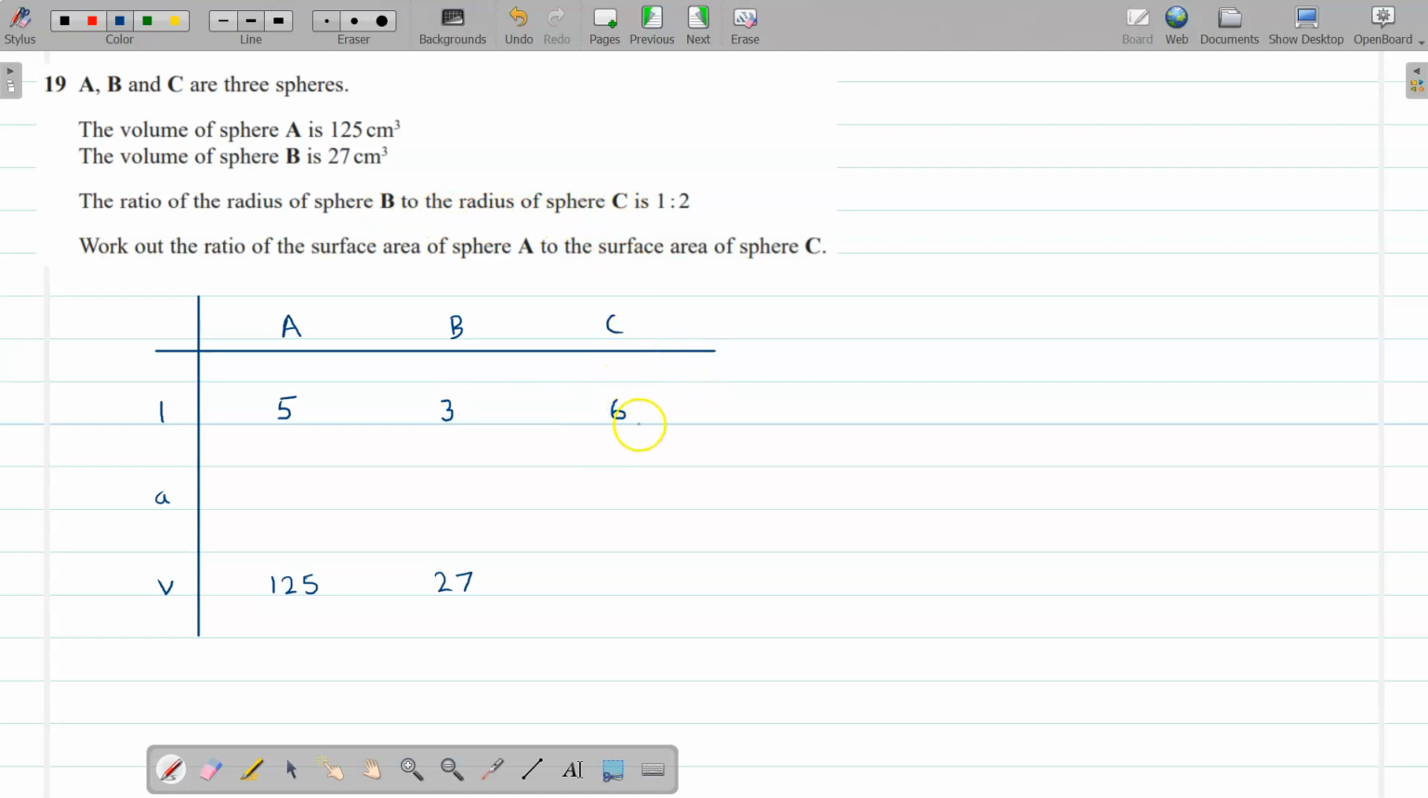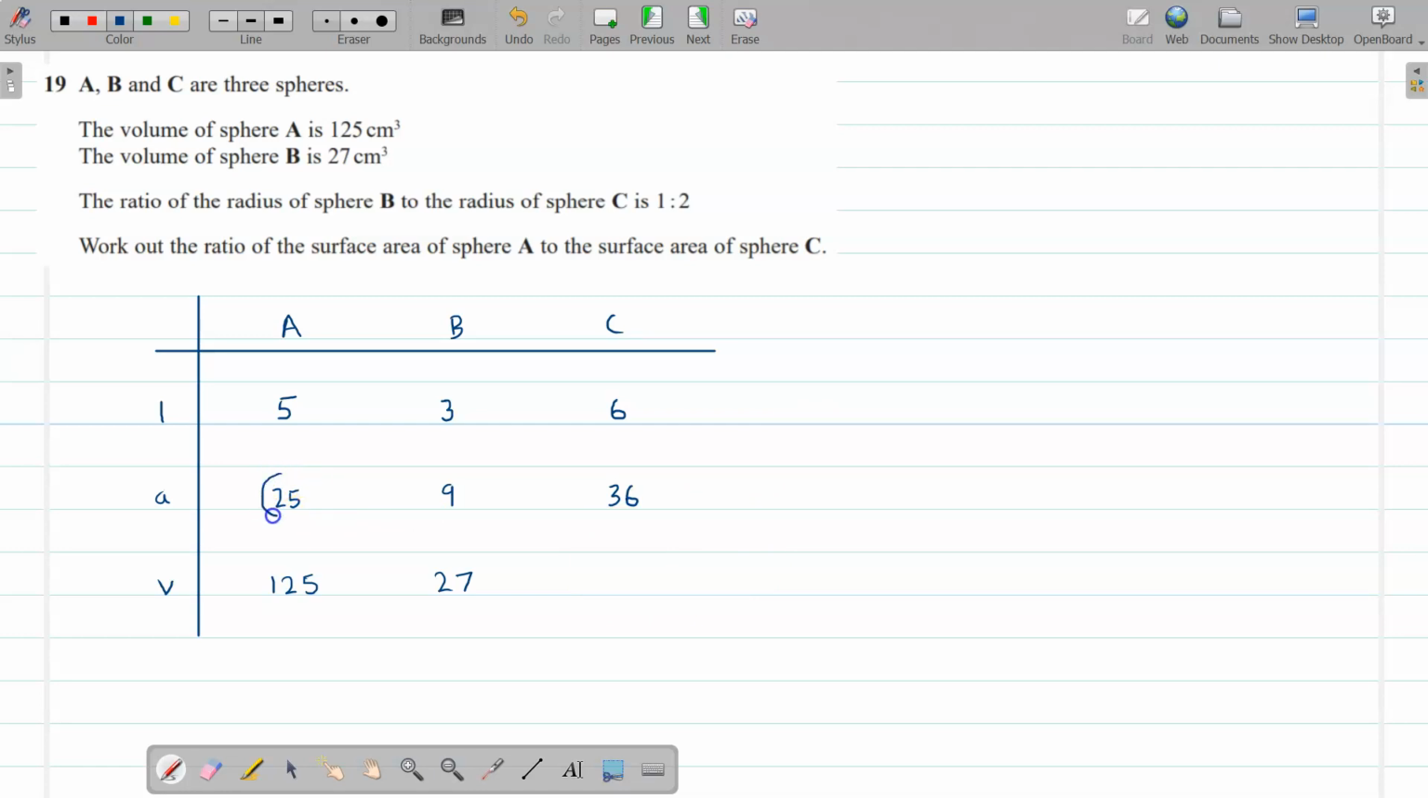Now, we're interested in the ratio of the surface area of sphere A to the surface area of sphere C. So we don't need to know what the surface area is. We just need the ratio of areas, any areas in those spheres. Well, if this is 5, this is 5 squared, which is 25. This one is 3 squared, which is 9. This one is 6 squared, which is 36. So that's all I need. I don't need this number, it would be 216, but we don't need it.